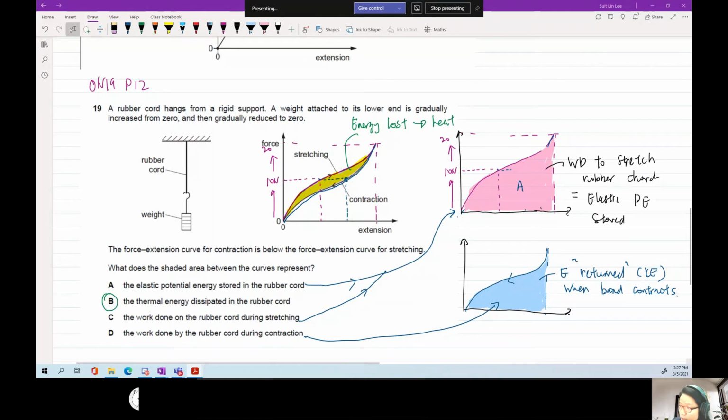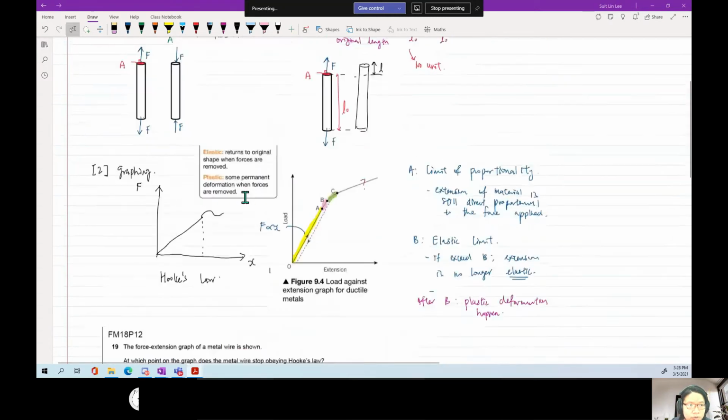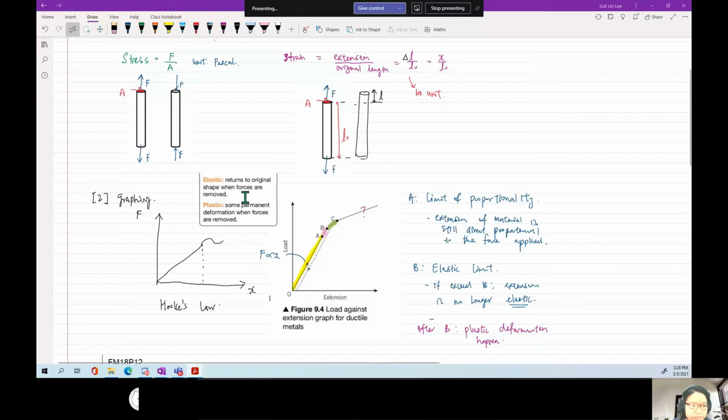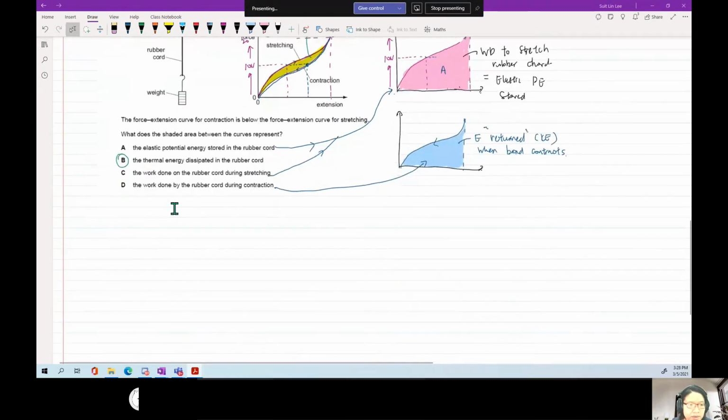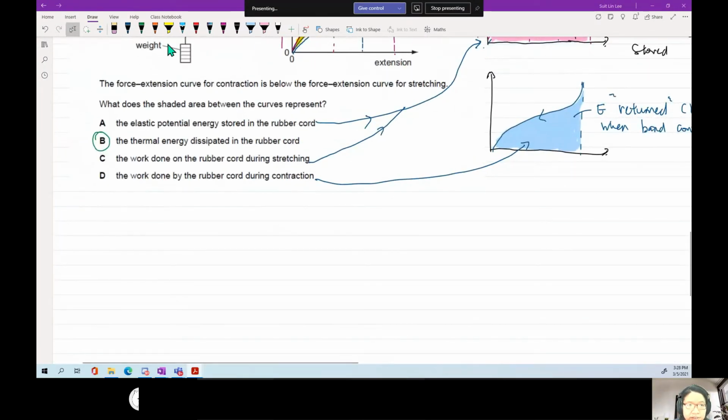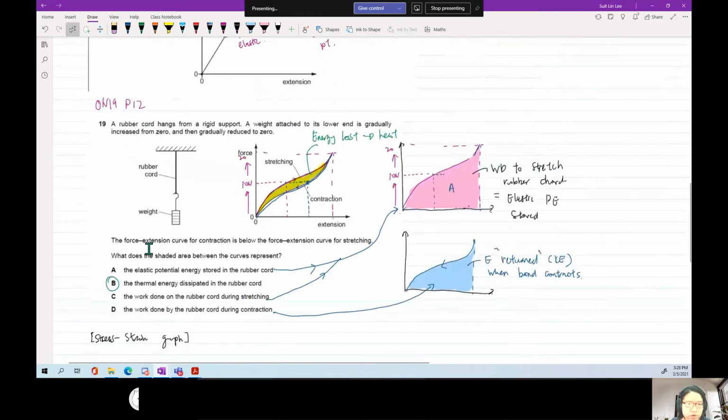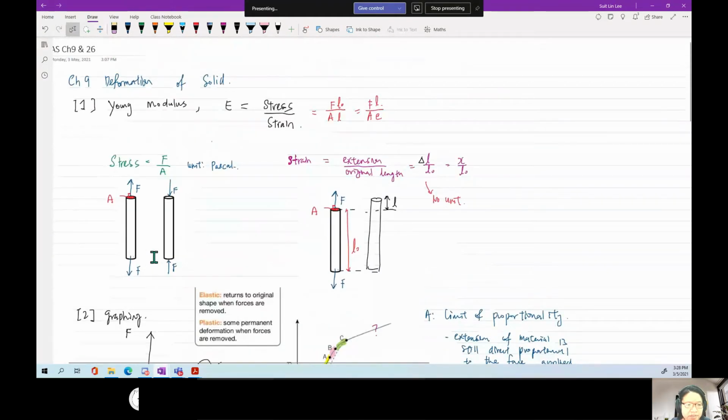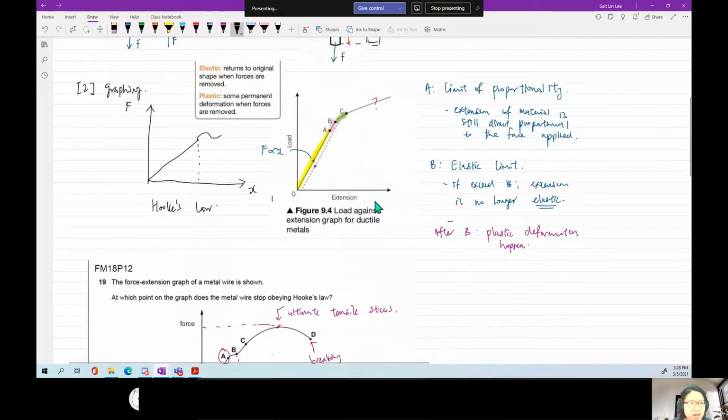Okay, this is the force extension graph. A second graph, that's the more popular than force extension, is the stress against strain graph. So this is the stress strain graph. Of course, if I go back to the force extension graph, the information that you can get is, I will list down here.